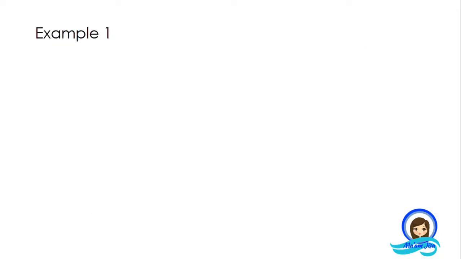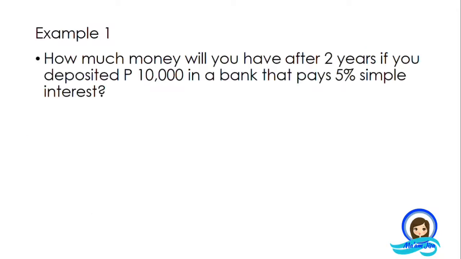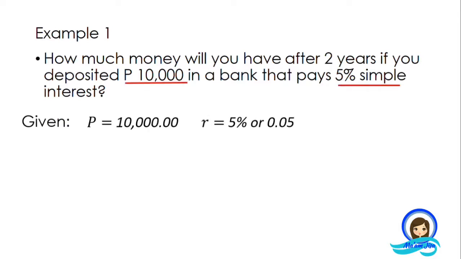Let us have an illustrative example. How much money will you have after 2 years if you deposited 10,000 in a bank that pays 5% simple interest? Let us identify the given first. So we have here the principal, which is 10,000 pesos. The rate is 5% or 0.05, and the term is 2 years. The problem is asking for the total amount of money after 2 years, or this is actually the maturity value.